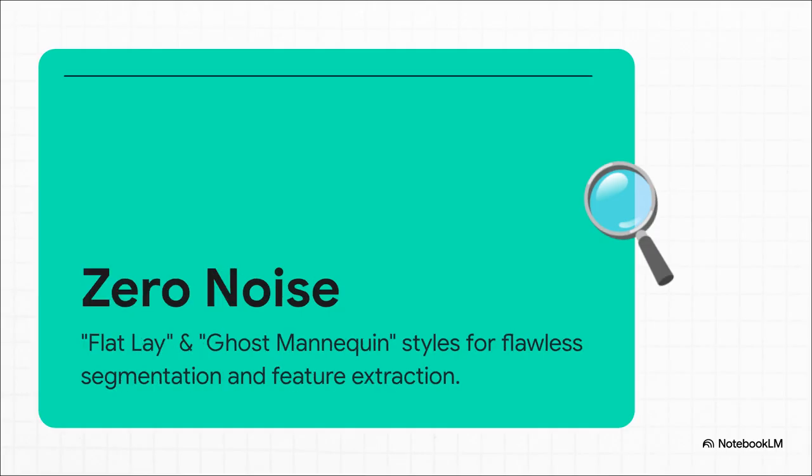And finally, zero noise. And the way they do this is by using very specific photography styles. You've got flat lay, which is literally just the clothes laid out perfectly flat, and ghost mannequin, where they put the clothes on a mannequin and then edit the mannequin out. Both of these give the AI a perfect, clean view of the item for a flawless analysis.